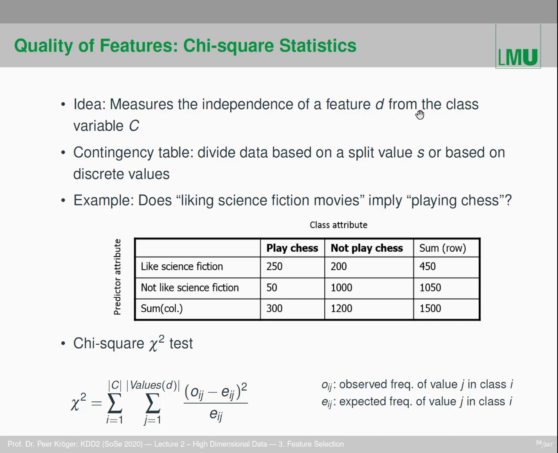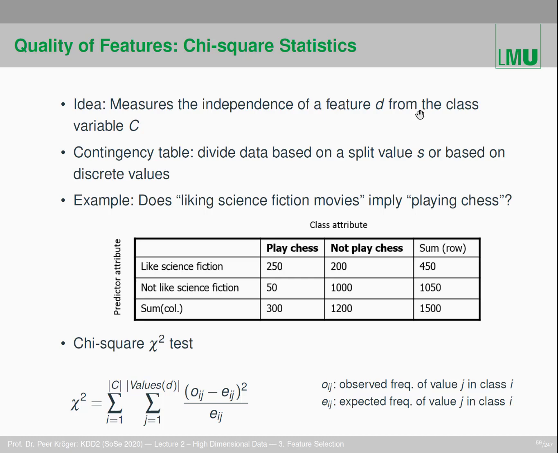Good. So this was information gain. Now a second measure that is very often employed is the G-squared statistic. And the G-squared statistic somehow measures the independence of D from the class variable.